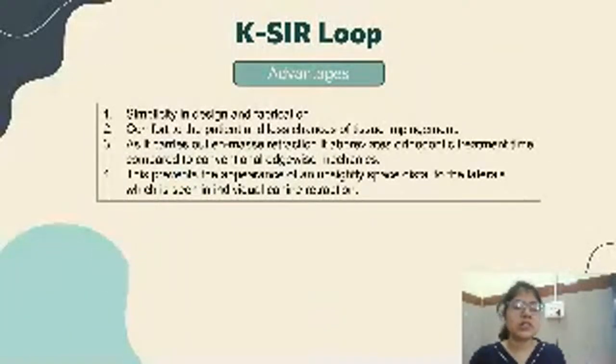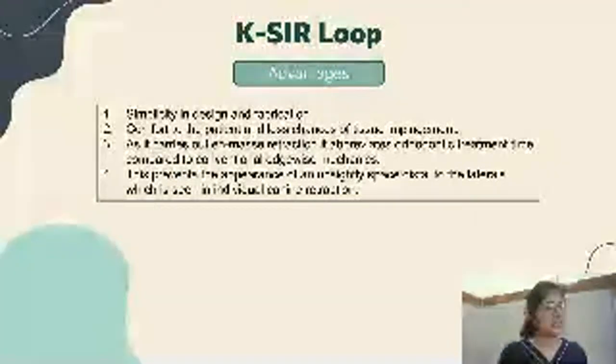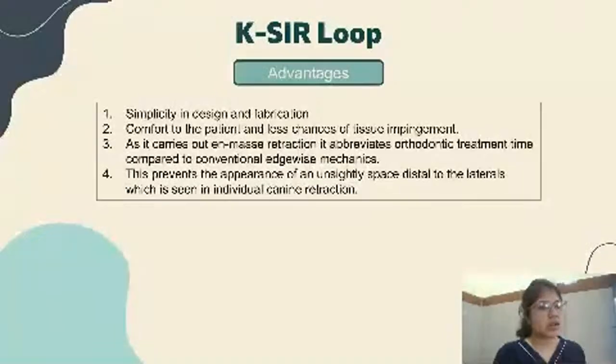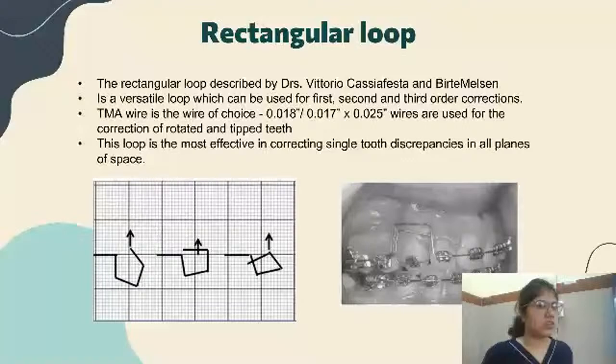So what are the advantages of Kaiser loop? First, simplicity in design and fabrication, comfort to the patient and less chances of tissue impingement. As it can do en masse retraction, it abbreviates orthodontic treatment time compared to conventional edgewise mechanics, and this prevents the appearance of an unsightly space distal to the laterals, which is seen in retraction.